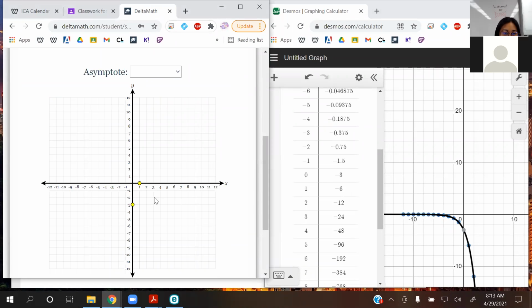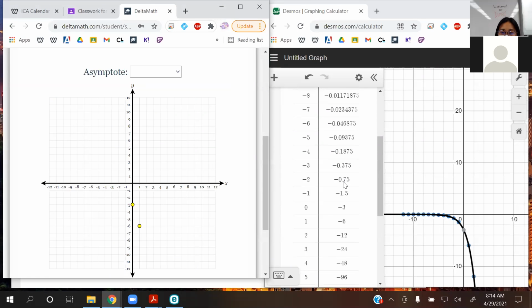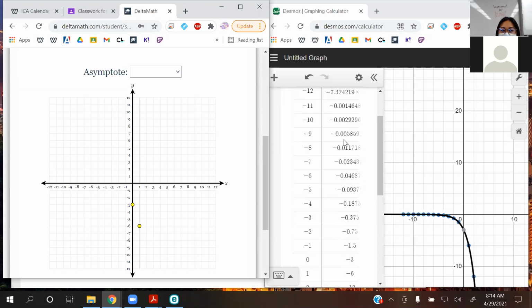And then 1, negative 6. Oops. There we go. And then what would our asymptote be? So I can see that it gets flat right around here, but what number is that? If you look at your t-table, you can see it's negative 0.75, negative 0.375, negative 0.18, negative 0.09. It's getting closer and closer to the number 0.